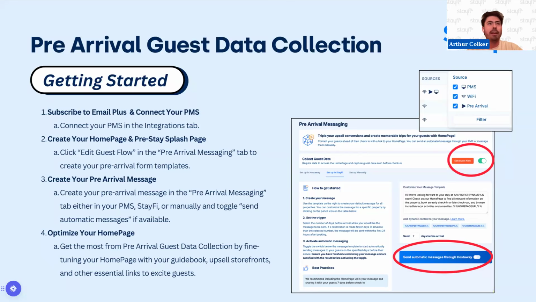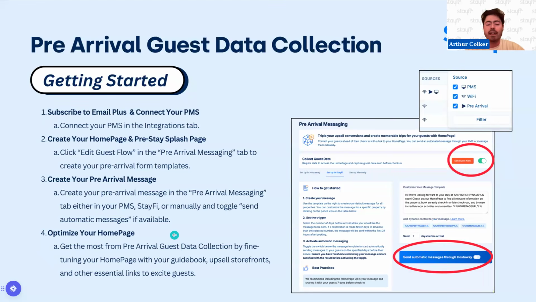You're going to create your homepage and the pre-stay splash page, create that pre-arrival message that you can see right down here. And again, I'm going to walk you through this in the tool in a moment, but you would find that in the pre-arrival messaging tab. So just customize your message. You click Edit Guest Flow over here to create those pages.